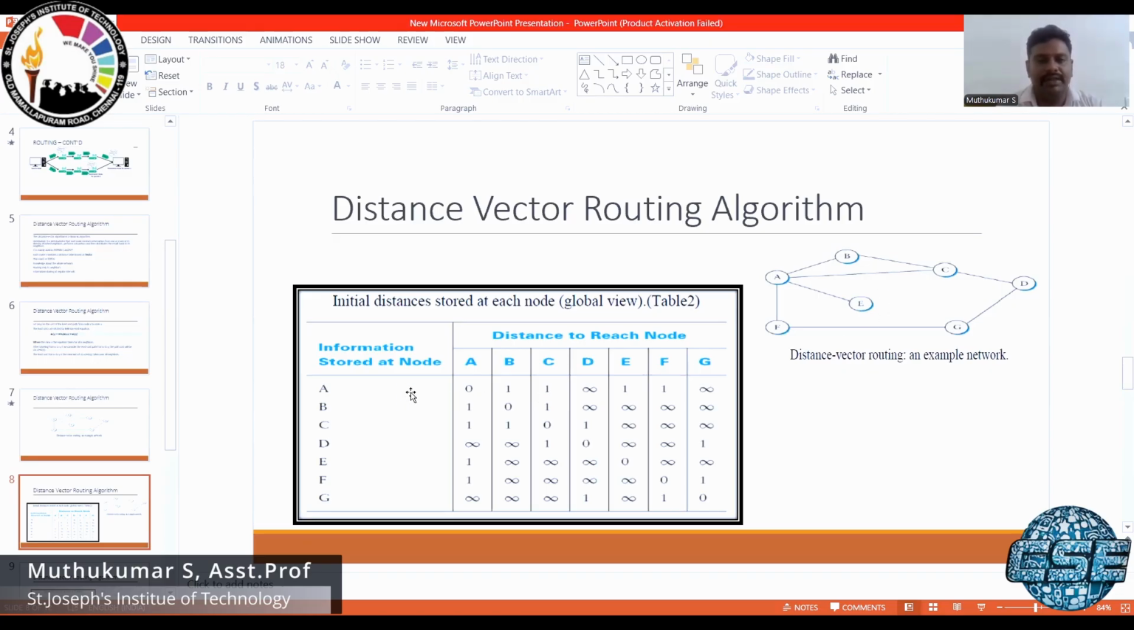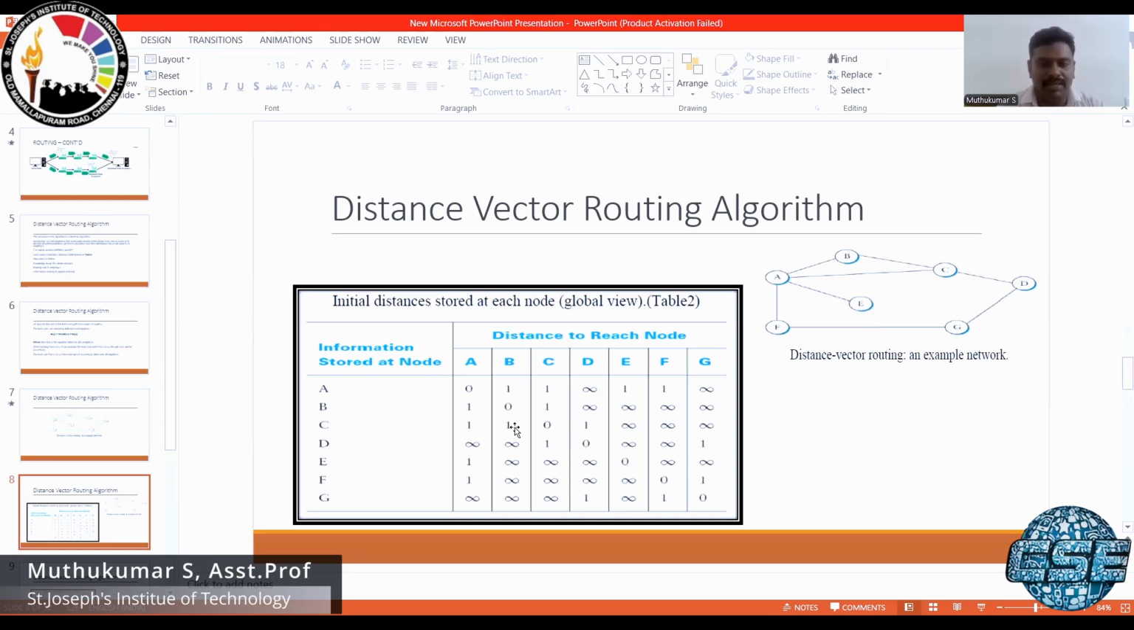Look at this. For A to A, 0. A to B is 1 because directly connected. A to E is directly connected, here 1. A to C is directly connected, so this is 1. Here we have mentioned infinity for D because D is not directly connected. So through some point only we can reach D. So the distance is mentioned as infinity, and we have to find the value for that. For G also, this is not directly connected. A is here, G is here. So we have to pass through some nodes. You have to choose the best path.